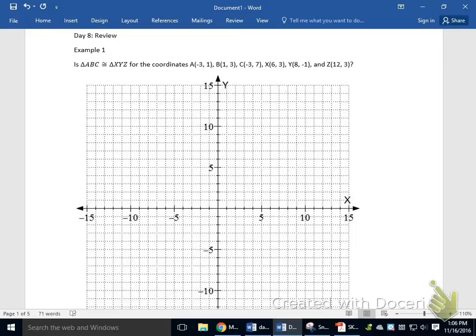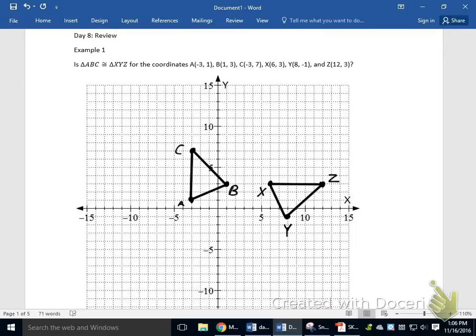I'm just going through a few problems here, 4 examples to be exact, and giving you some practice problems as well. So I'm going to go ahead and start this problem by graphing out A, B, C, and X, Y, Z. While that's not required for this problem because you could just do distance formula, I'm going to go ahead and do it with graphing.